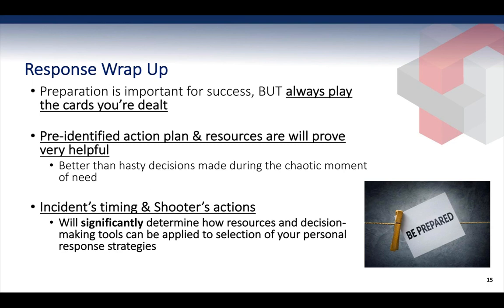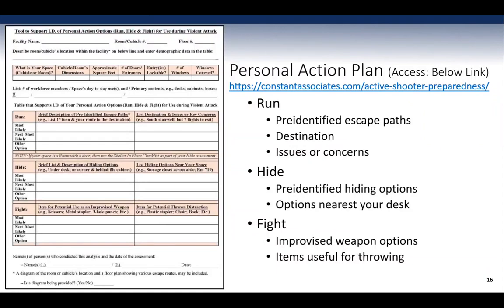And that's where we're going to get into a couple of tools I have developed that are available to you. The first tool is the personal action plan. There's a link here that you can use, and you establish 3 different options for your run: your identified escape path, your destination, and the issues or concerns for that path.